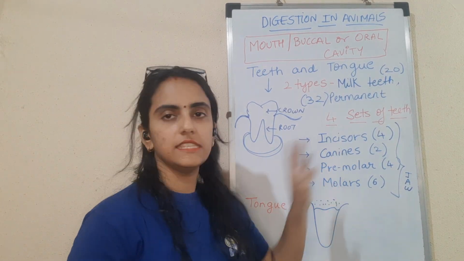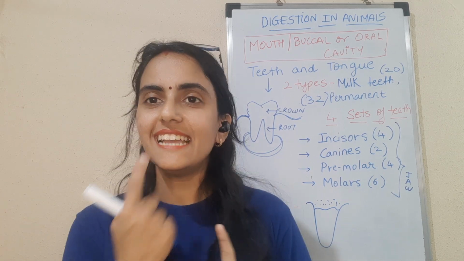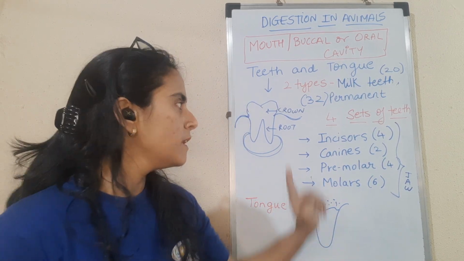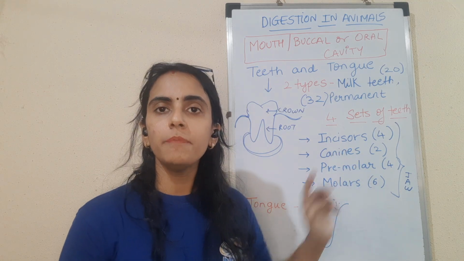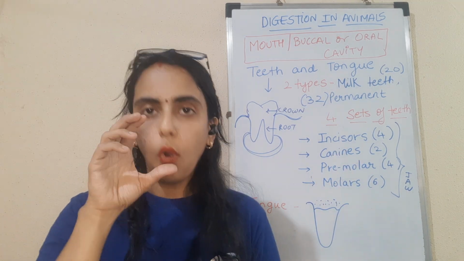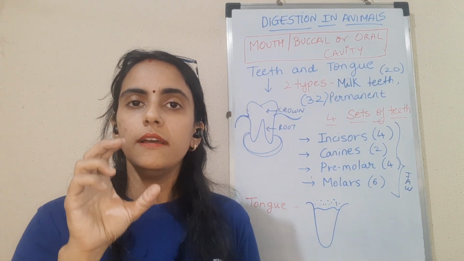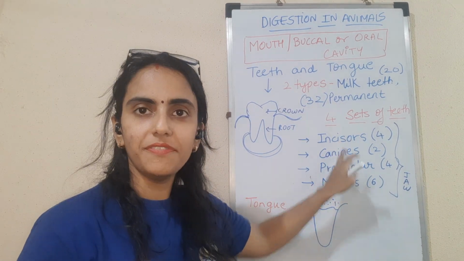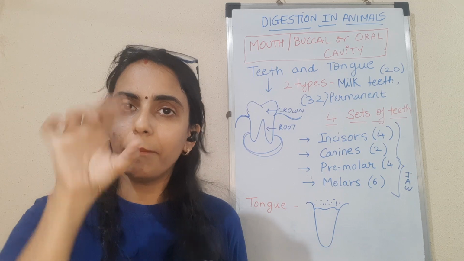So we have incisors, 4 incisors. Now incisors are these front teeth that we can see. They are 4 in number. So what are these incisors used for? These incisors are used for holding any substance, or you can say biting it. Okay, the first set of teeth, the incisors, are used for biting something.